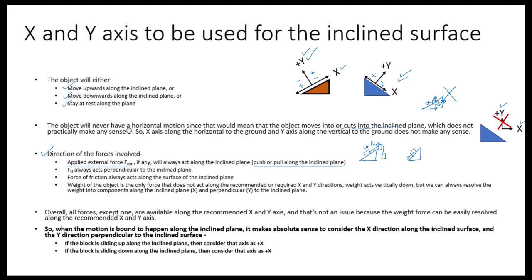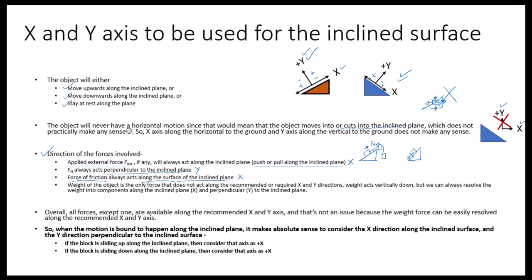Now coming to Fn, the normal force will always be acting perpendicular to the inclined plane. That's the reason we go for this as the y direction or y-axis. And for the external force, it makes sense to consider x along the inclined plane. Then the third force will be the force of friction. So we know that the force of friction is always acting along the surface of the inclined plane. Therefore, it makes sense to consider our x direction as along the plane.